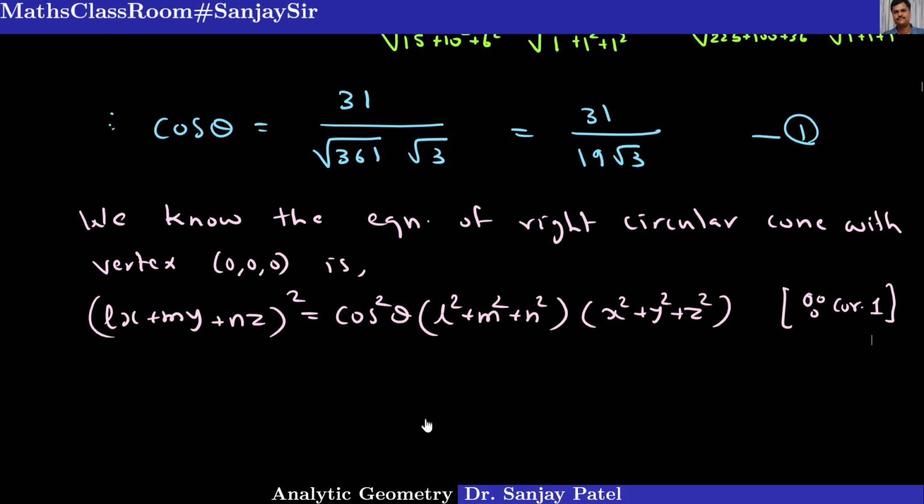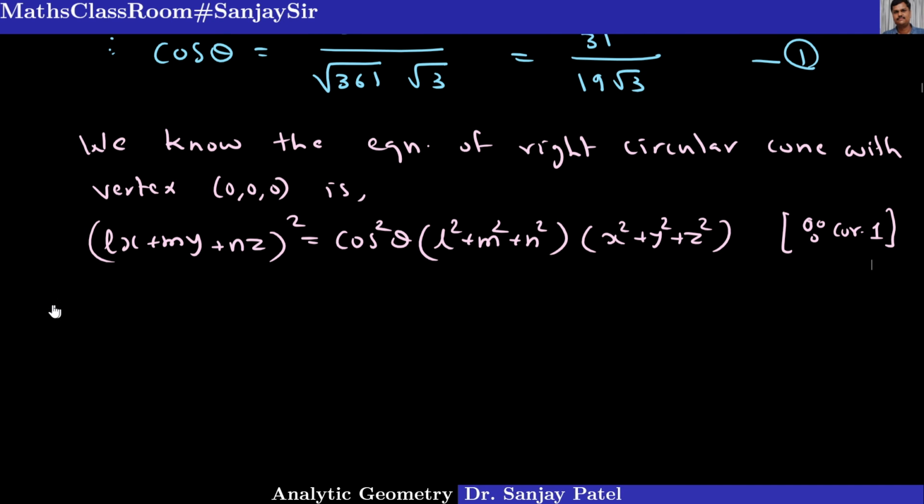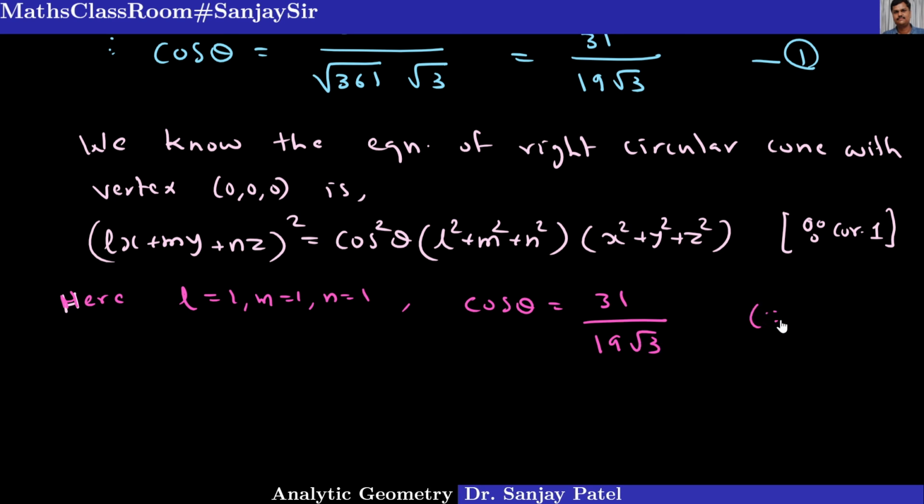So what I need to substitute is not the theta but only the value of cos theta. So I can write cos square theta here. So this implies, let me write this way, here L is equal to 1, M is equal to 1 and N is equal to 1. That is the direction of the axis of the cone. Okay, and cos theta is 31 by 19 root 3, which we have calculated above.